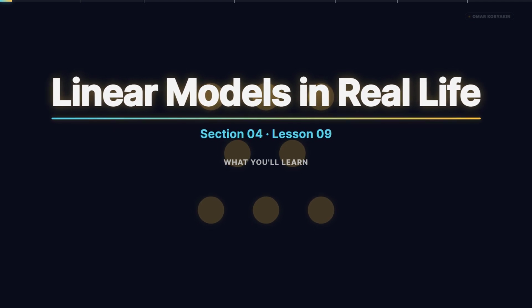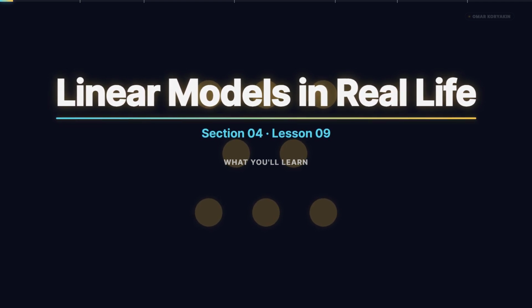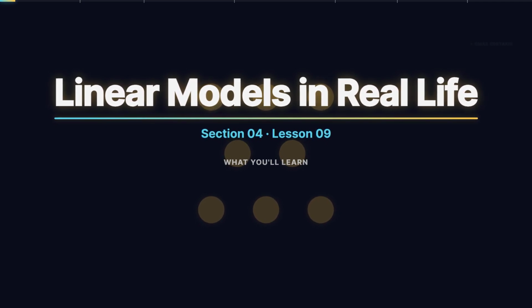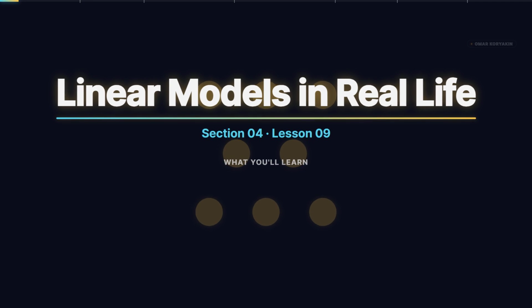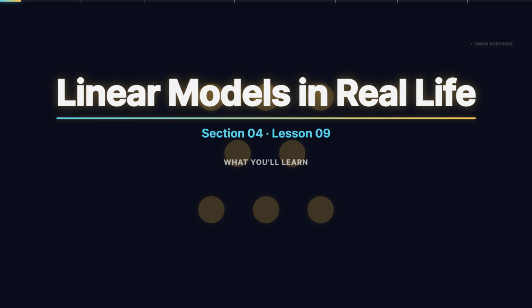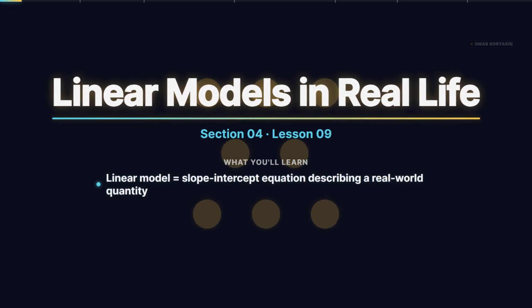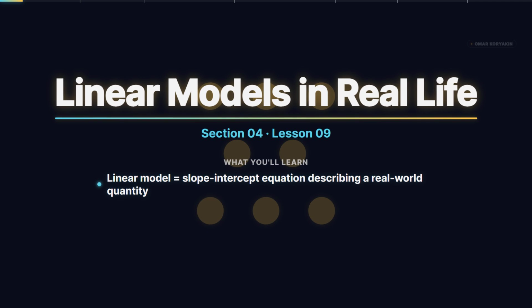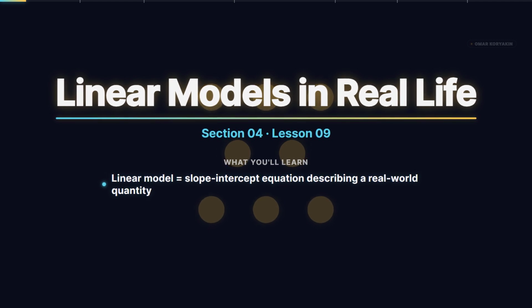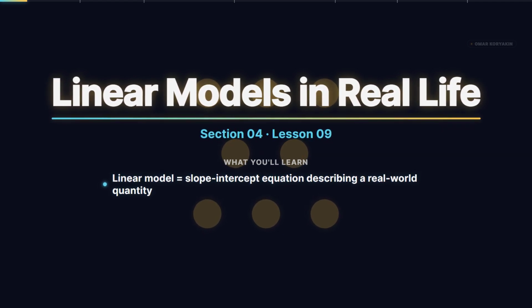A linear model is just a slope-intercept equation y equals mx plus b, in which the variables and parameters have specific real-world meanings. The slope m is a constant rate of change, the intercept b is an initial value, and the variable x is typically time, units, or some other input quantity. Once a linear model is established, you can predict the output value y at any input x within the valid range of the model. Today we lock in the linear modeling workflow and walk through 2 clean real-world examples.